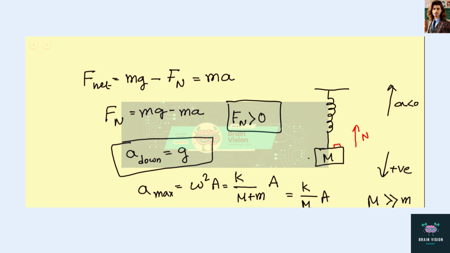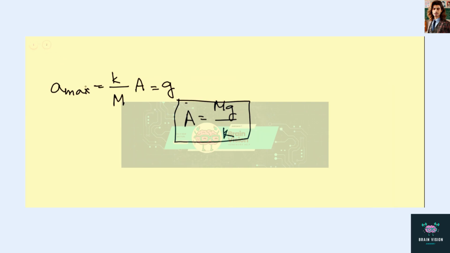We know that a max is omega squared times the amplitude, where omega is the angular frequency. We converted that in terms of spring constant and mass. Since the mass of the block is much greater than the mass of the penny, we can ignore small m here. After that, we equated that expression to g and solved for the amplitude.